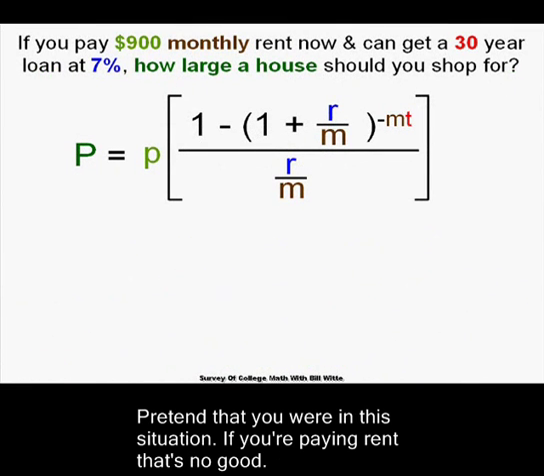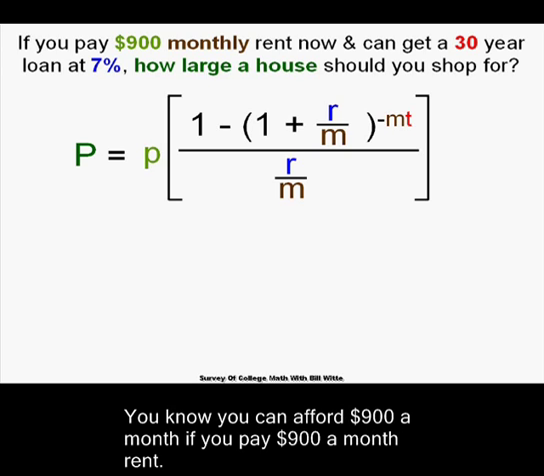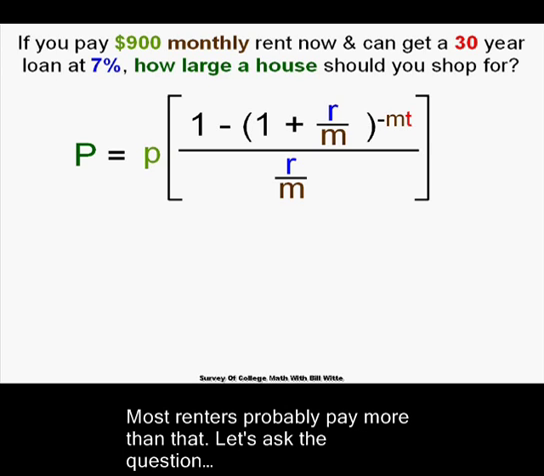There's something I have to ask you. So let's figure this one out. Right now, and this is a typical person, some people are in this situation. If you're paying rent, that's no good. You want to buy a house. Okay? You can afford $900 a month because you pay $900 a month rent. And most people pay more than that. Okay? So let's ask the question.